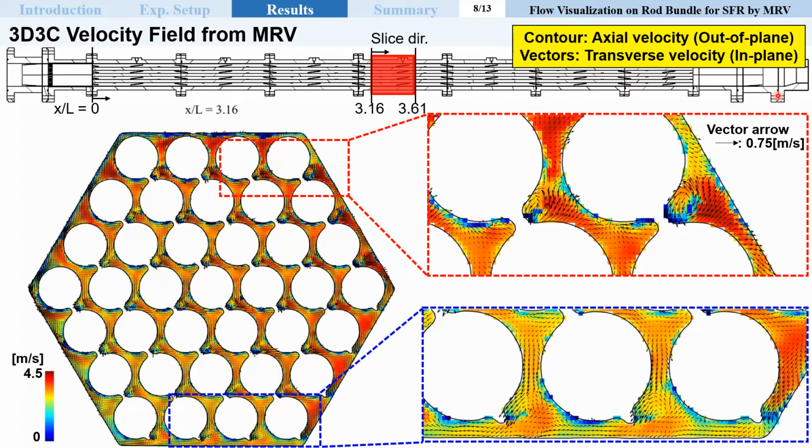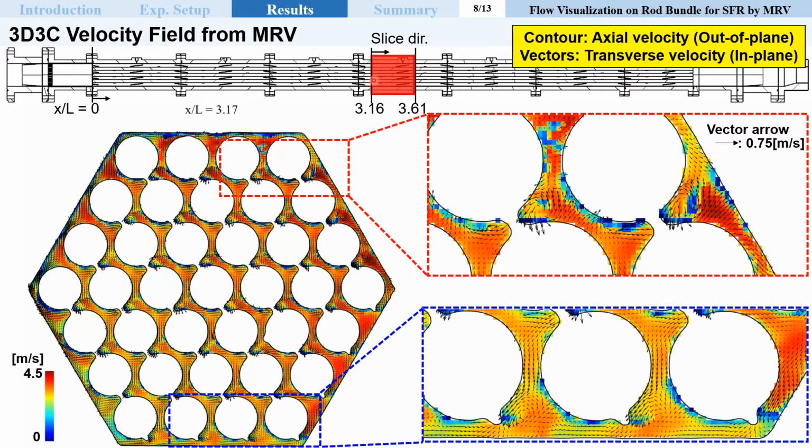From now on, I will show you the results of flow visualization. First, these are the measured 3C velocity fields from the 3.1 to 3.6 region. The contour means the magnitude of the velocity in the streamwise direction, and the vectors indicate the magnitude and direction of the velocity in the direction parallel to the cross-section. The cross-section passes from upstream to downstream.